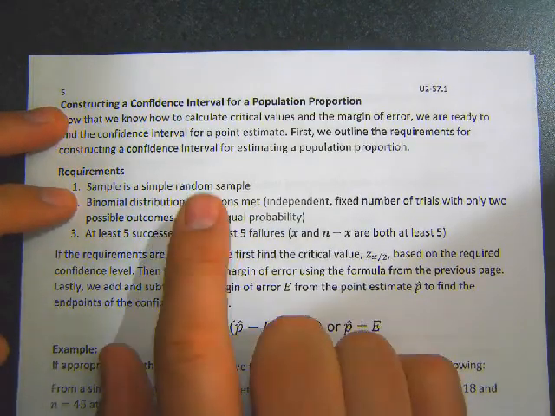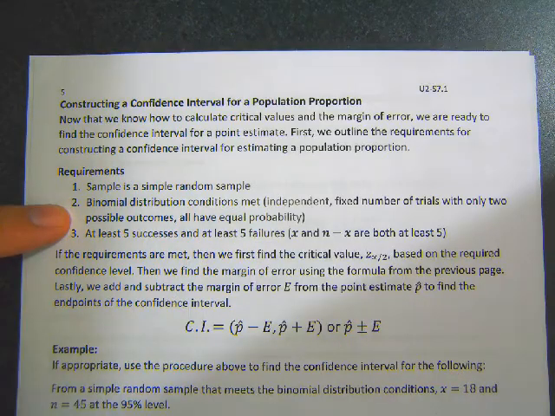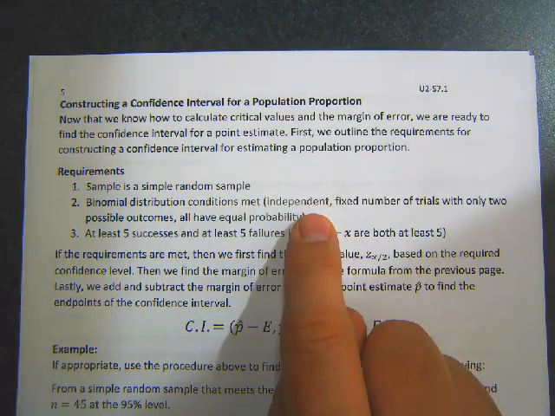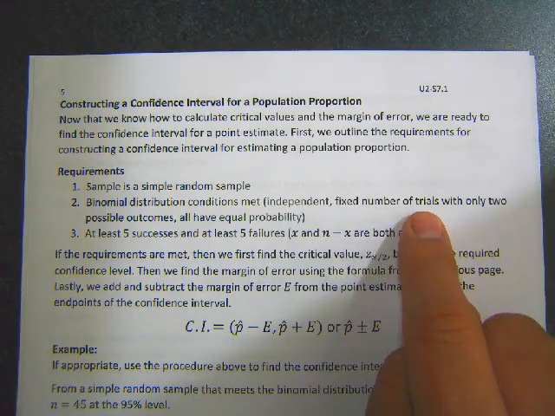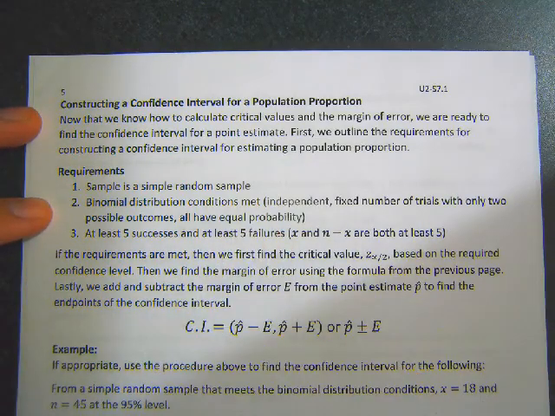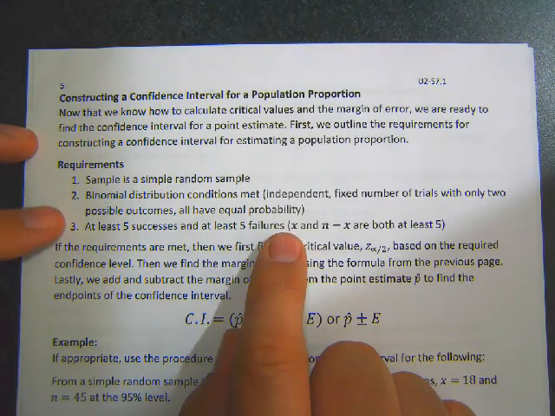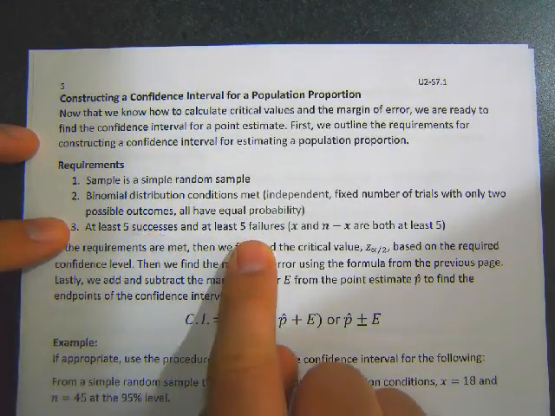Binomial conditions are met. So in this case, it means that when you do this, things have to be independent. If one thing affects the other, it doesn't work. There's a fixed number of trials. There's only two possible outcomes. That's the big thing. There's only success or failure. If you have a third option, you can't do this. All trials have equal probability. And then this is the big one. This is probably the only one you might see fail in this semester: you have to have at least 5 successes and 5 failures.